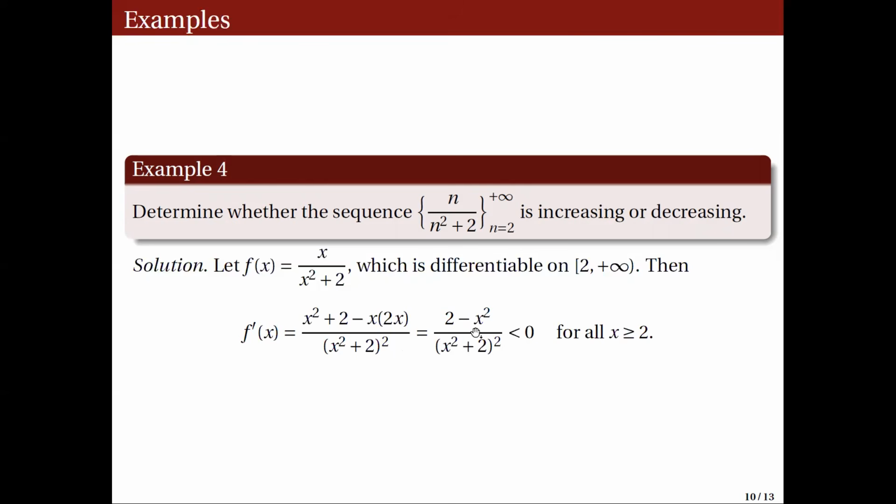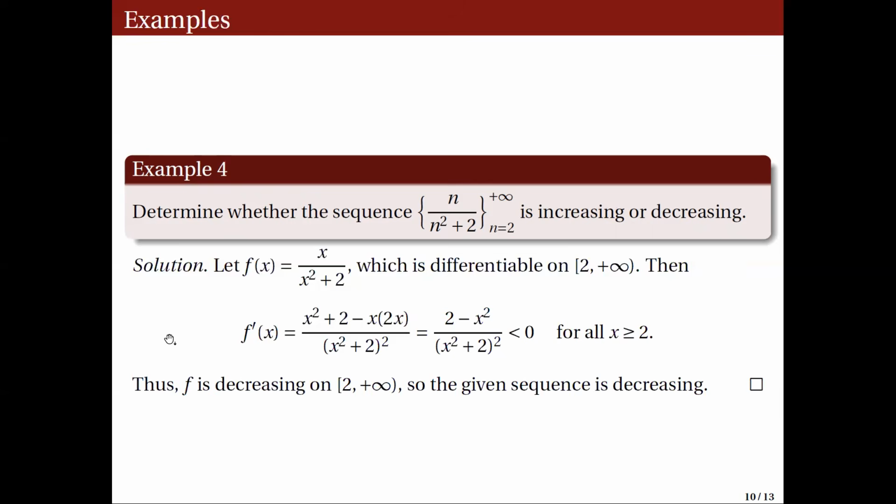As you can see here, for all x greater than or equal to 2, 2 minus x squared is less than 0. So in this case, f prime of x is less than 0 as well. Take note that the denominator is always positive for all x greater than or equal to 2. So therefore, f prime of x is less than 0. So therefore, f is decreasing on the interval 2 to positive infinity, and hence the given sequence is decreasing as well.